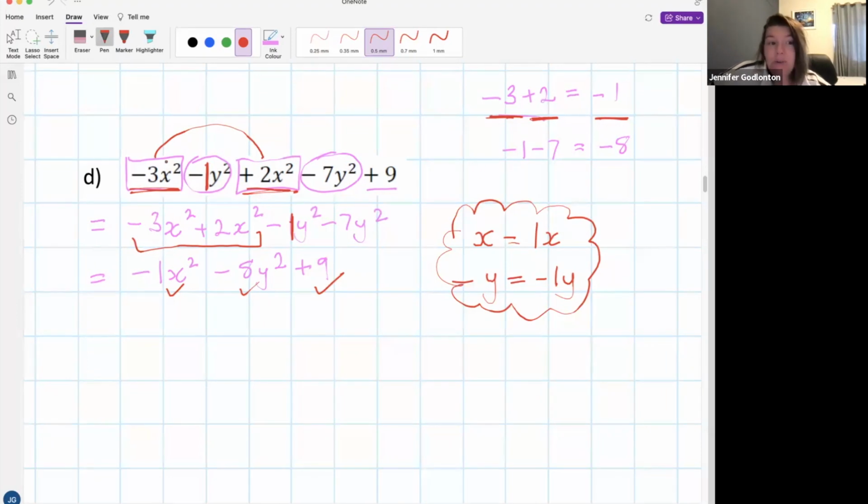Okay, so the reason you would have gotten 5x squared is because you didn't take into account that this over here is a negative. So we're saying negative 3 plus 2. We're not saying positive 3 plus 2. If that was a positive, it absolutely would have been 5x squared.